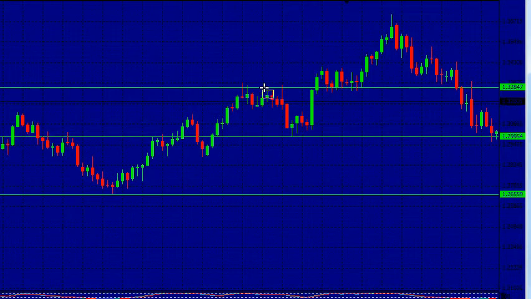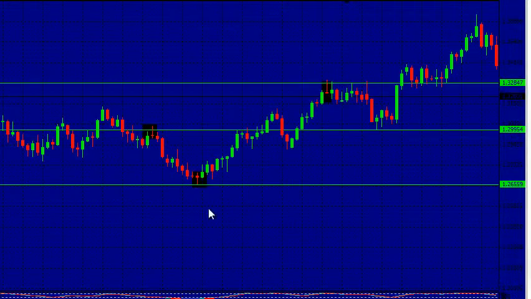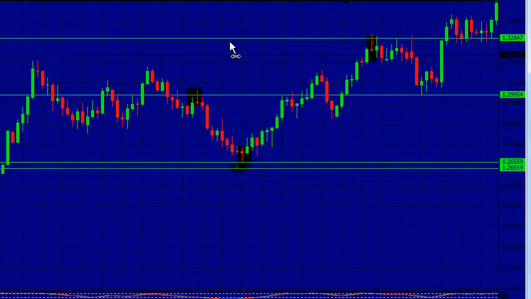For example, here, and another one here, another one here. Now, these are known as pin bars. They're basically a move up or a move down and a rejection of a level of support or resistance. Now, these rejections give a very good idea on whereabouts the market's going to move next.